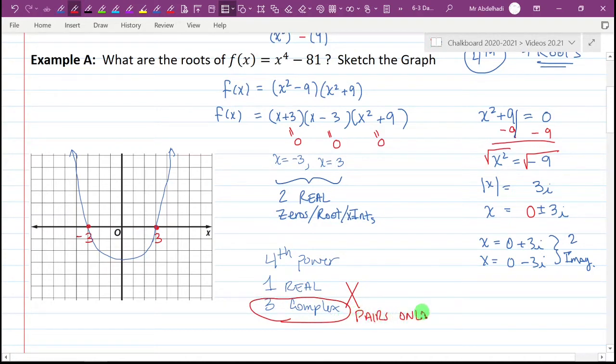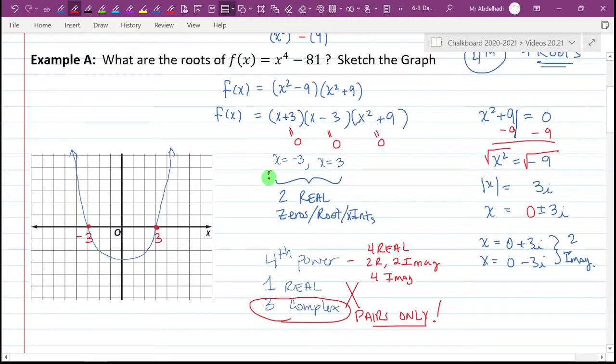Pairs only. Okay? So what are the possibilities here? The possibilities with a 4th power function are you get 4 real roots, 2 real and 2 imaginary, or 4 imaginary. All right? But you cannot, that's it. Those are the only 3 possibilities. You cannot get like 1 real and 3 imaginary, and you cannot get 3 real and 1 imaginary. That doesn't happen. So as long as you understand that the imaginaries come in pairs, you get the idea.